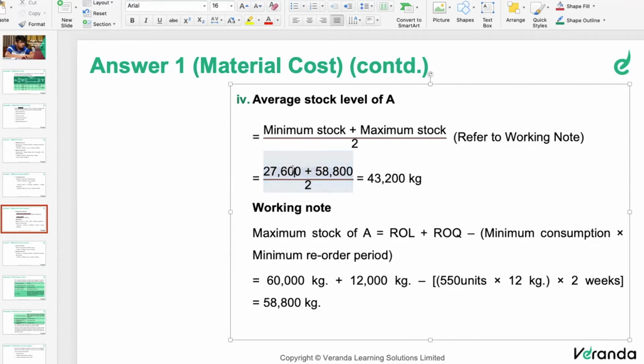Whereas maximum stock you have to compute. Formula for maximum level is what? Reorder level plus reordering quantity minus minimum usage into minimum lead time. Am I right? Everything for the purpose of A product, raw material A alone you have to compute. So kindly verify.